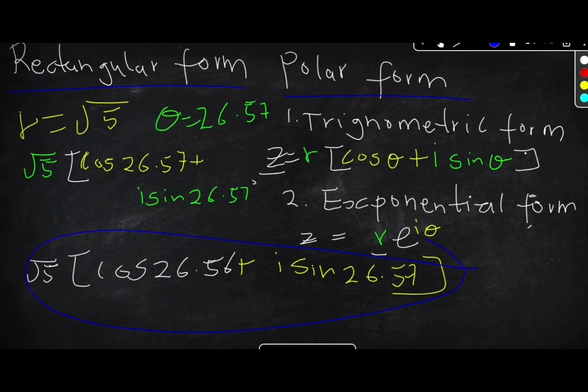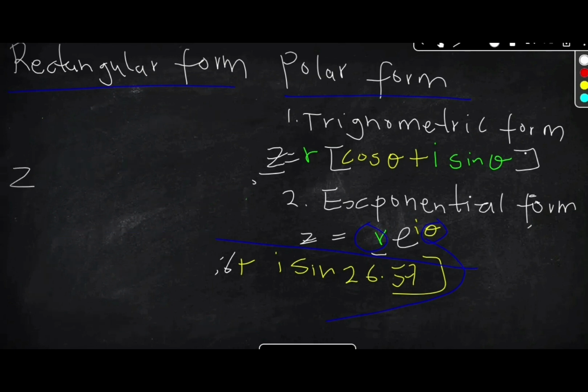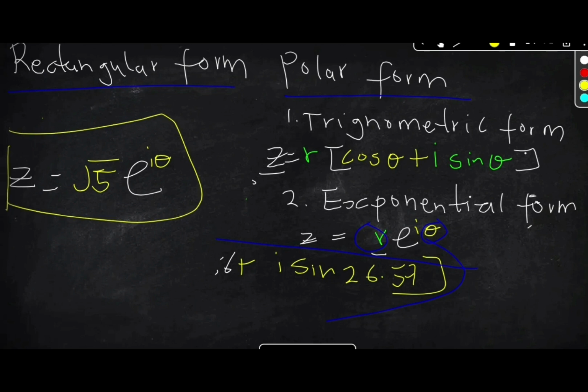Now, to find the exponential form, we already have our radius and we have our angle. So we just have to substitute our values, and doing so gives z in exponential form as r, which is root 5, exponent i times 26.57 degrees. This is how to express it in exponential form.